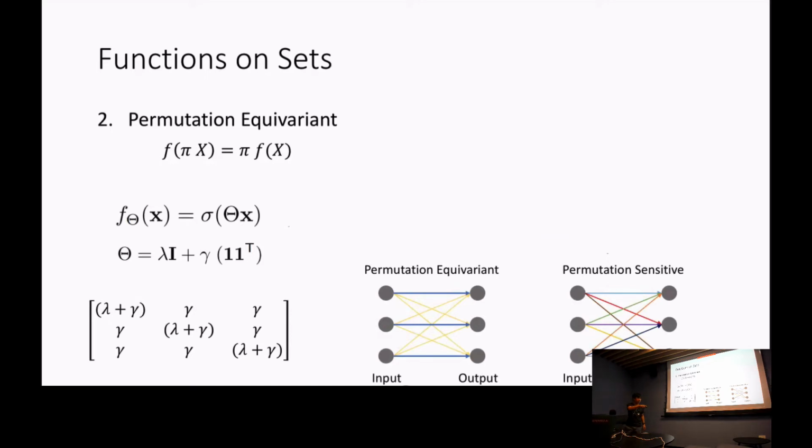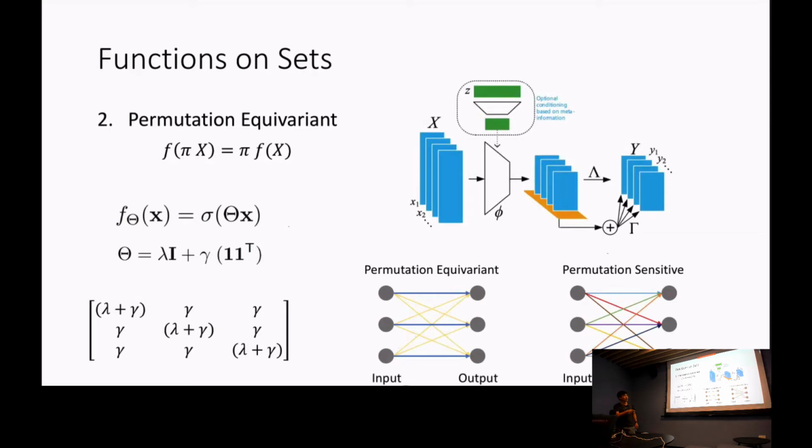Whereas this one is the normal matrix transformation where you have arbitrary weights, which doesn't preserve the permutation equivariance. When you permute the input, you're going to get a very different output because the weights are different, so they are not tied together.